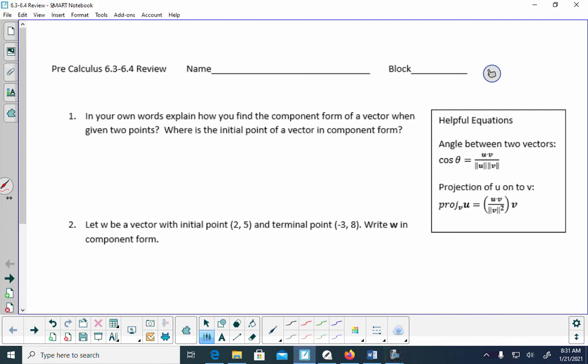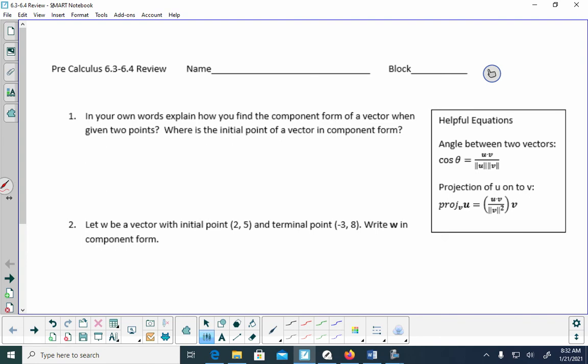Hello, this is Mrs. Ward, and I'm going to go over the review for the 6364 sections, which are covering vectors. So, number one, in your own words, explain how you find the component form of a vector when you're given 2 points, and where is the initial point of the vector in component form.